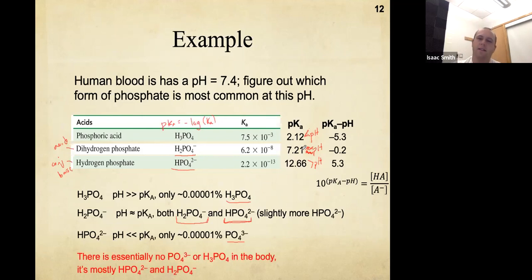All right, it's a little easier to see. Let me draw a graph of this. Okay, let's see if I can do this on the spot. Okay, so let's say this is pH on this scale.